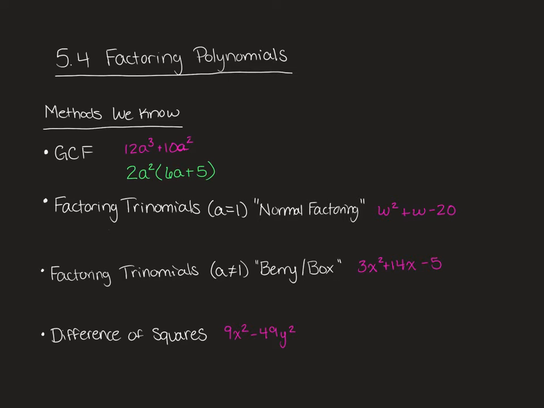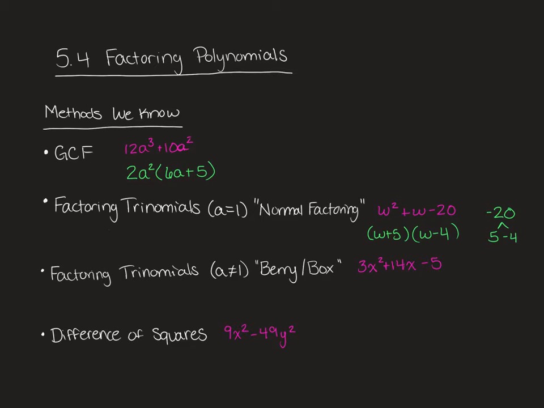For factoring trinomials, when a is 1, that's our normal factoring. So if you have w squared plus w minus 20, you need to find two numbers that will multiply to negative 20, but add to 1. So your factors, or your multiples, magic numbers, whatever you want to call them, is 5 and negative 4. So the way that we factor it is we have w plus 5 and then w minus 4, and that's the factored form.